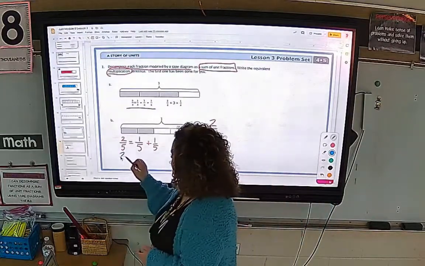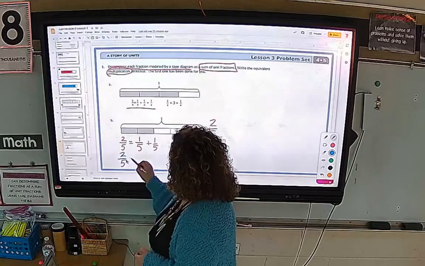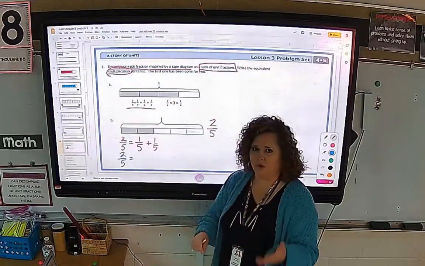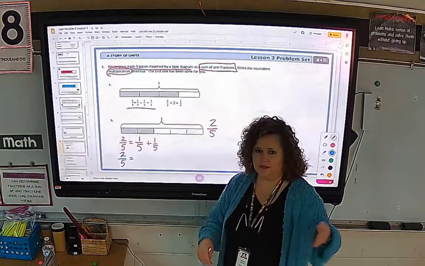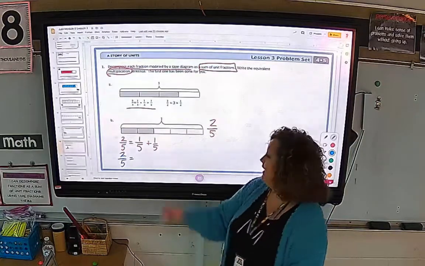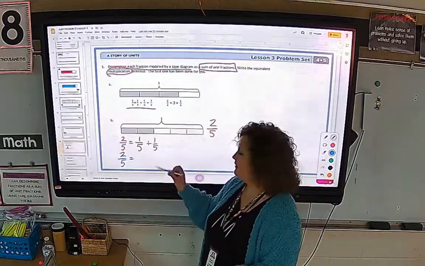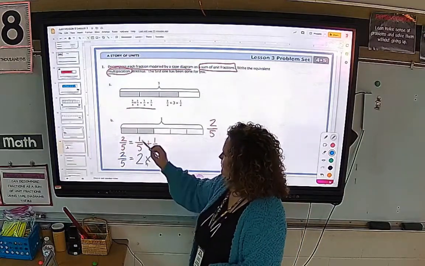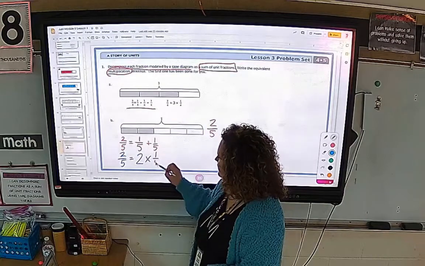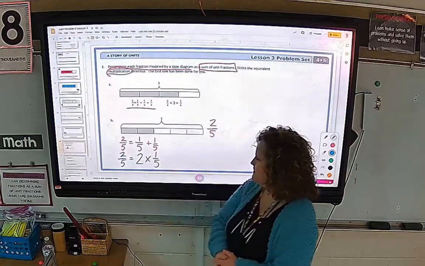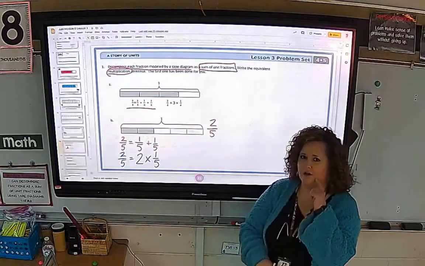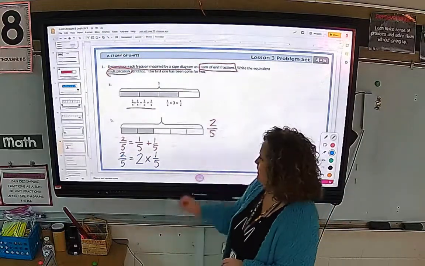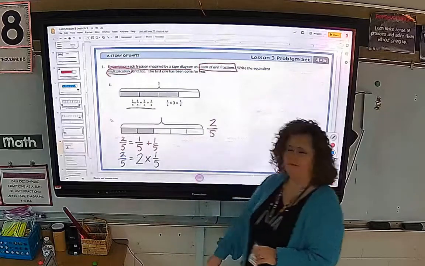So 2/5 is equal to, well, ask yourself, how many 1/5 are there? This is like repeated addition changing to multiplication. How many 1/5 are there right there? Well, there's 2. And we're multiplying by 1/5. So I have 1/5 2 times. You can hear that. 1/5 2 times. Okay? So there we go. That is it for problem B.